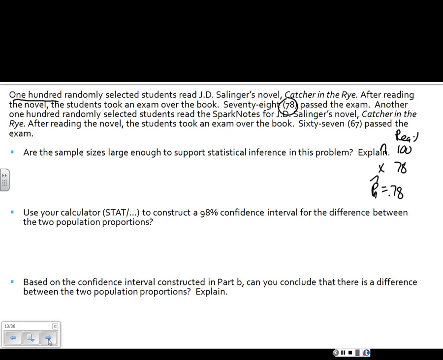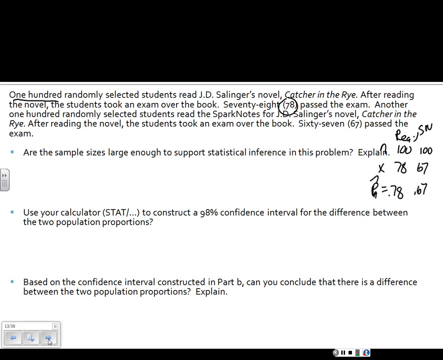And in the second group, instead of reading the book, they just read the Spark Notes. Imagine someone doing that. And then took the exam. And out of those 100, this is group B, that just read the Spark Notes, 67 passed for a proportion of 0.67. So anyway, that's just reading the problem.